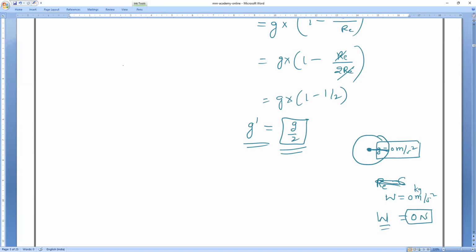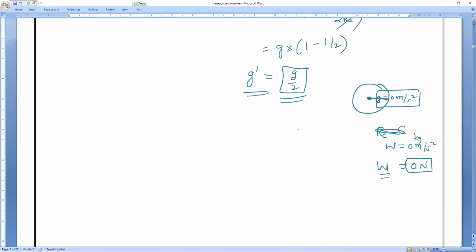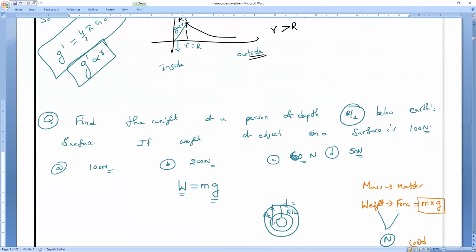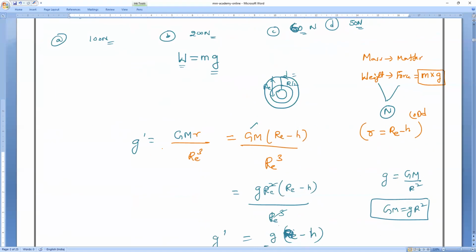Now our question, we forgot it. G became G by 2. So what is the given question? Check it, everybody. What is the weight? Weight is equal to mass into G dash, as we did at the beginning. Now G dash we got as G by 2, so I'll replace it. What is the mass in kgs? It's not mentioned here, so you can take it as R by 2. Then what they're asking: what is the mass of the body? We can find it. So how much will it come?